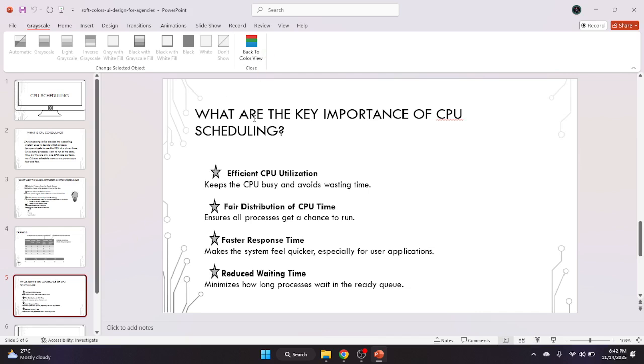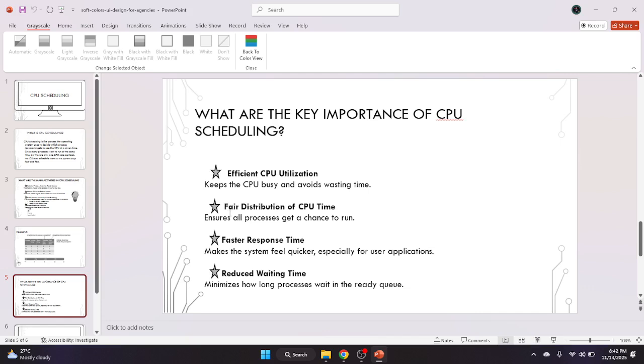So these are the key importances of CPU scheduling. The first one is efficient CPU utilization. It keeps the CPU busy and avoids wasting time. CPU scheduling ensures that the CPU is always working on a task and not sitting idle. By selecting processes efficiently, the operating system keeps the CPU busy as much as possible. This improves the overall system performance and prevents wasted processing power.